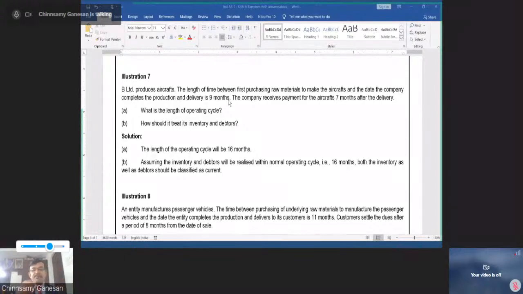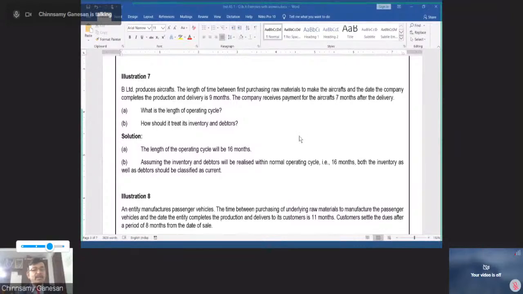Raw material, WIP, finished goods is given as 9 months. The company receives payment for the aircraft in 7 months. That means the debtors holding period is 7 months. So what we have seen, the raw material holding period, WIP holding period, finished goods holding period, and debtors holding period, all put together is what we call the operating cycle. The question is, what is the length of the operating cycle? Definitely it is 9 plus 7 months, 16 months.